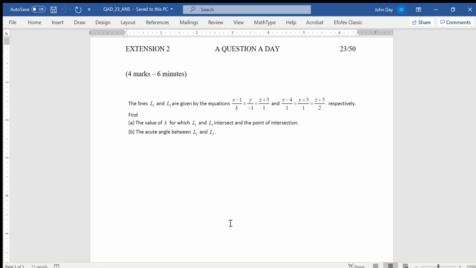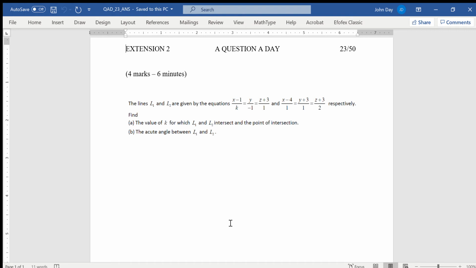Here we've got a couple of Cartesian equations of lines in 3D, like vector equations of lines. We're going to find the value of k for which these two lines intersect and therefore find the point of intersection. And then we're going to find the acute angle between them.